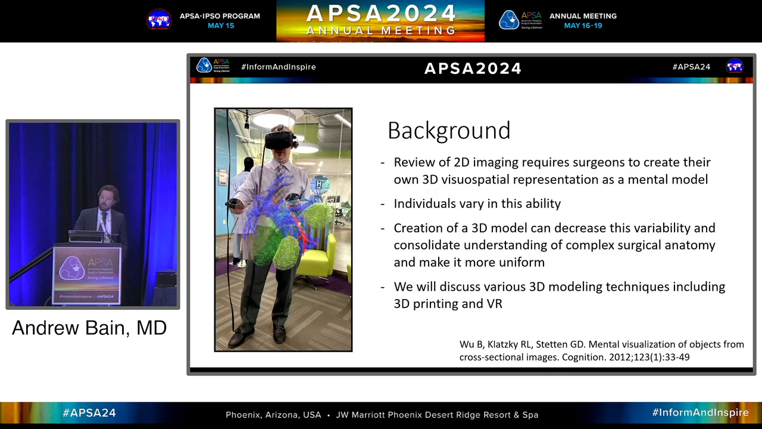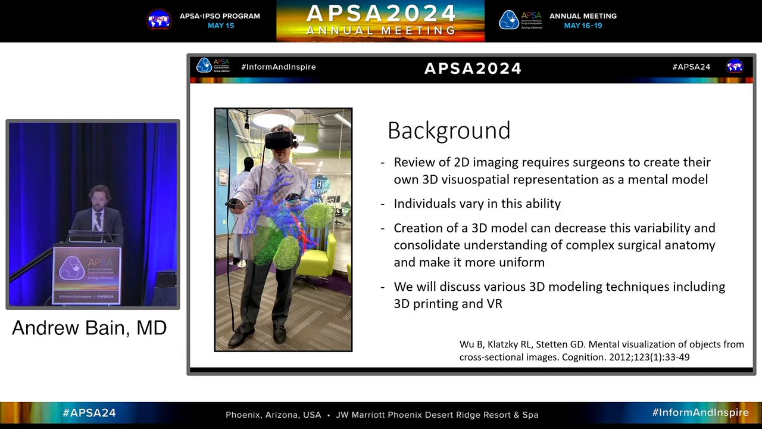So to start with background, 2D image review by surgeons necessitates creating a 3D visuospatial model in your head. And the ability to do that can vary between individuals. So the mental model that I make may be different than the mental model that Dr. Robertson makes, or Dr. Austin makes, or Dr. Ryan makes. And creating a 3D model in virtual reality or in print can decrease this variability and consolidate understanding of that complex surgical anatomic relationships and try to make a more uniform, easier to communicate, shared understanding.